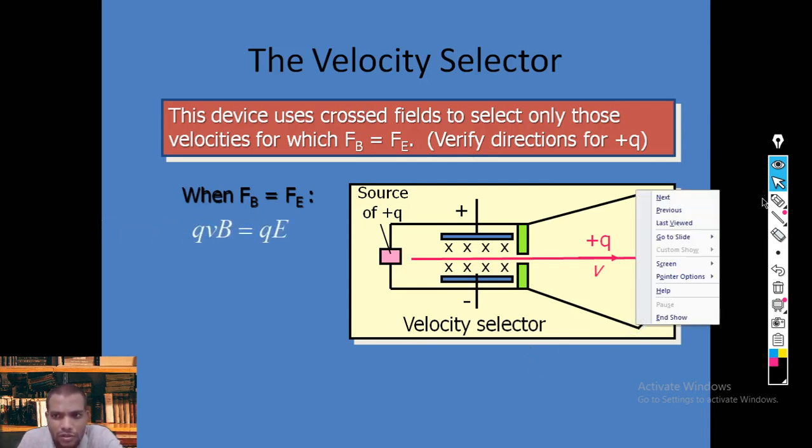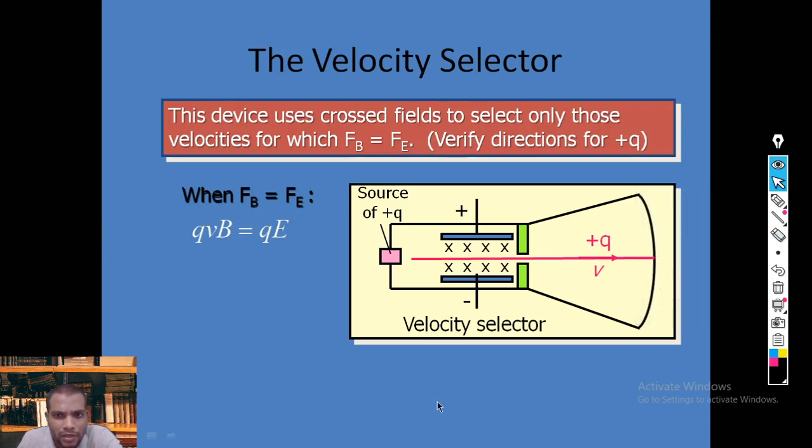now we know the two force formulas. The force due to the magnetic field equals BQV and the force due to the electric field equals QE, and we can get the velocity equal to the ratio of the electric field to the magnetic field. This is known as the condition of velocity for the particular ion that comes out. So these crossed electric and magnetic fields are very useful to select the desired velocity which we need for our experiment.